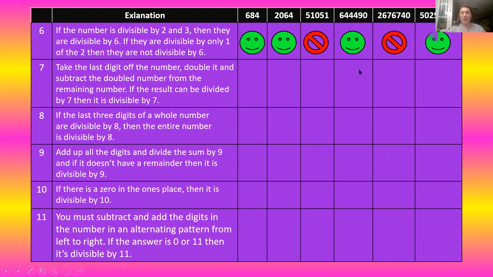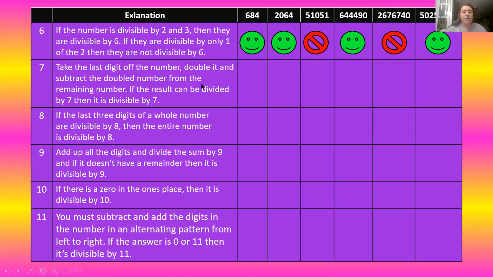Okay, so on to our next one. Now we're going to be testing 7. You take the last digit off the number, double it, and subtract the doubled number from the remaining number. If the result can be divided by 7, then it is divisible by 7. So we're going to take the last digit of the number, double it, and subtract the doubled number from the remaining number.